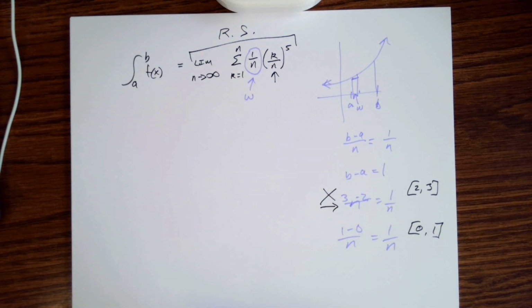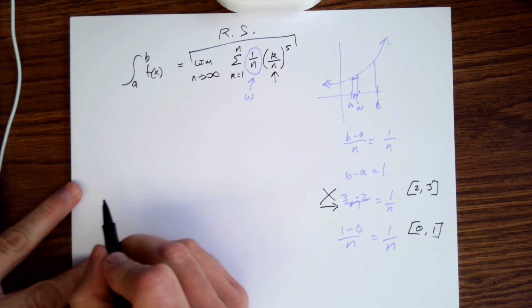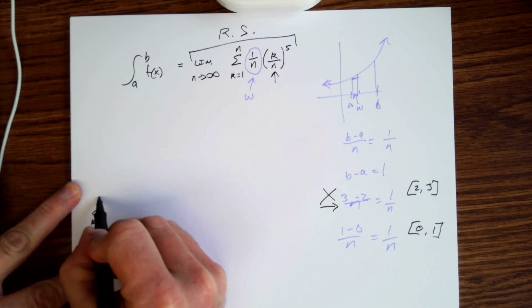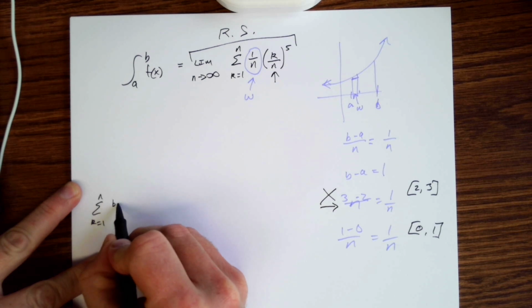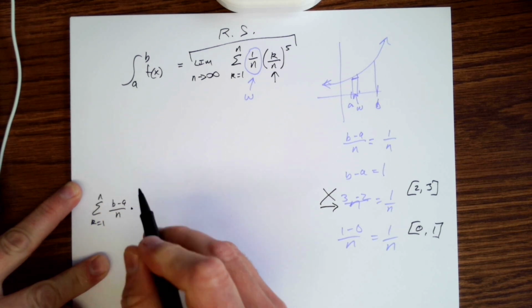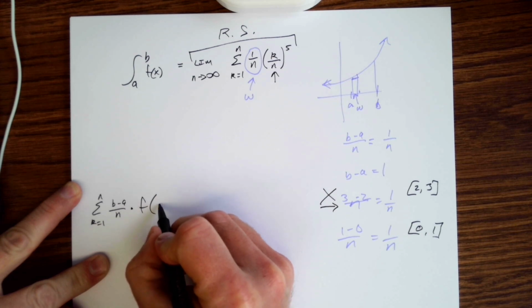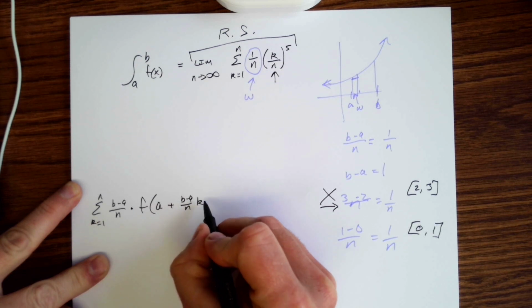So that's a pretty good indicator, because think about what this means here. Think about your formulas for Riemann sums. You have the summation from k equal 1 to n of b minus a over n, which was your w, times f of a plus b minus a over n times k.